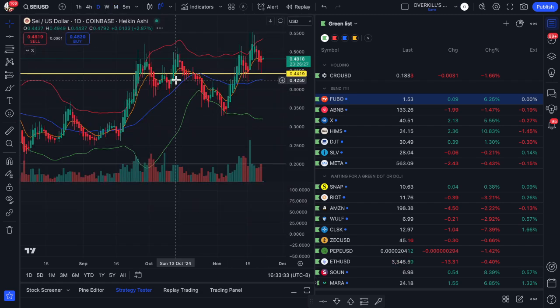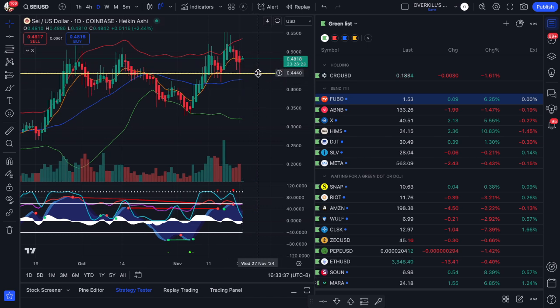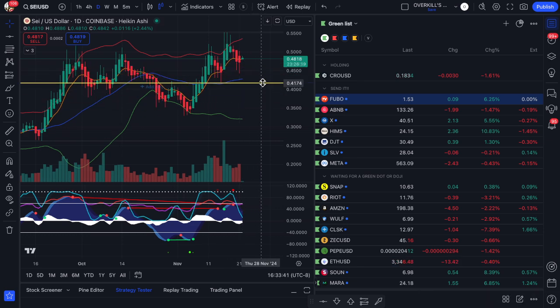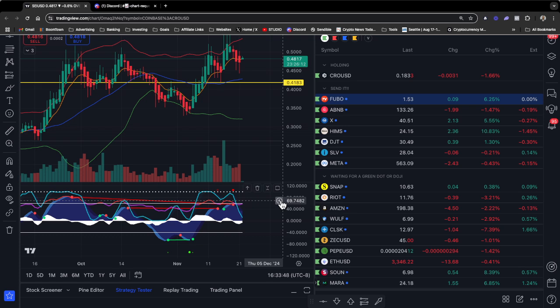So I'd be just looking to pinpoint the entries if you're looking to buy it. I think a green dot's going to come here in the next few days on this one. If you're in it, just set that stop loss at 44. If you want to be less conservative, bring it down there to 41. Okay, make sure it holds that 30-day moving average we just talked about.